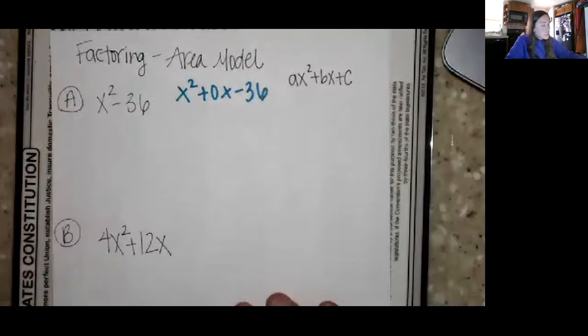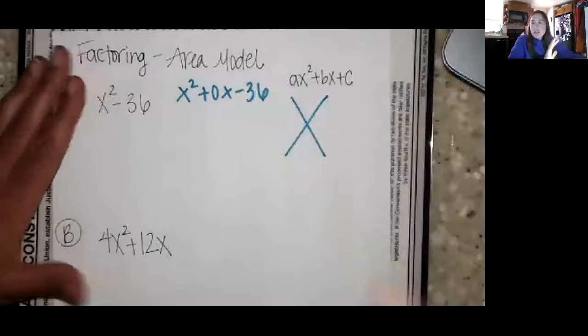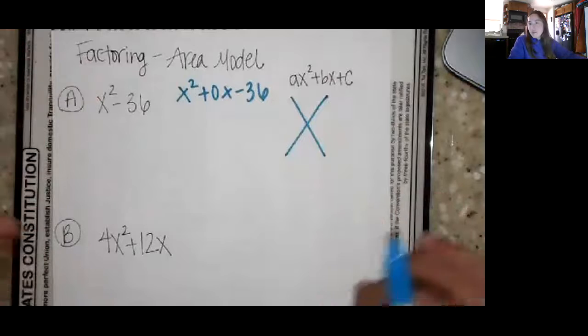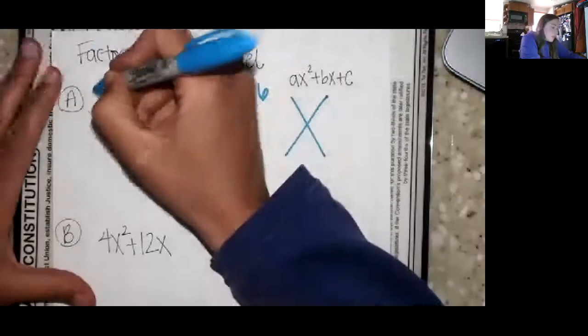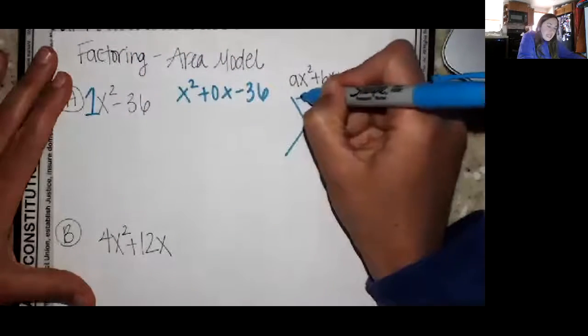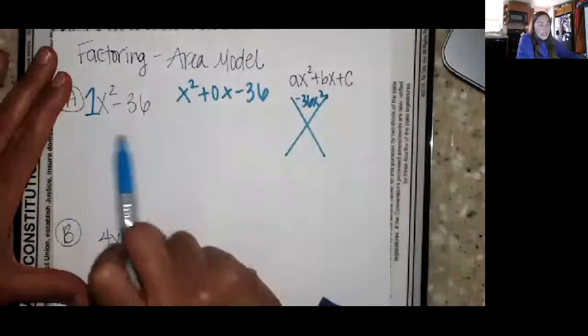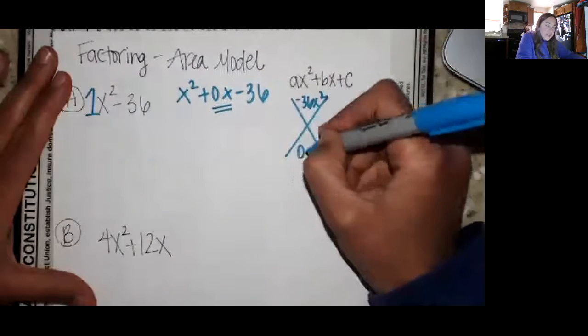So I'm going to start to set up a diamond problem, just like I would when I factor any other problem. The strategies for these two special cases are not going to be any different, they're just a little unique. So I'm going to go ahead and multiply the 1 times the negative 36 to get negative 36x squared. So again, we're multiplying the a times the c. And then that sum, remember, is going to be that 0x.